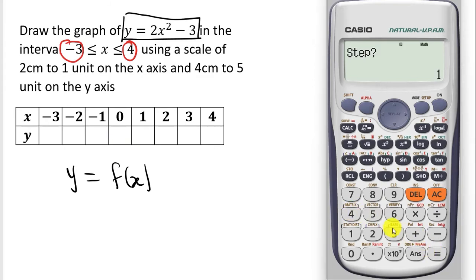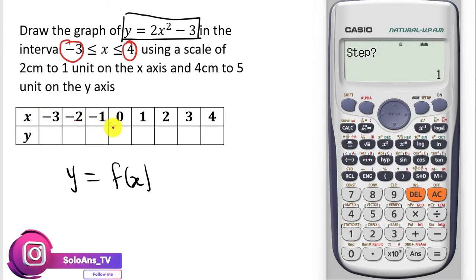Okay, now you're going to have what they call the step. The step means the difference between the integers that you are having there. You realize that from the table that we are having here, from -3, we move to -2, move to -1. The difference is 1, 1, 1. So in that case, we are going to press 1 and we press equal to.